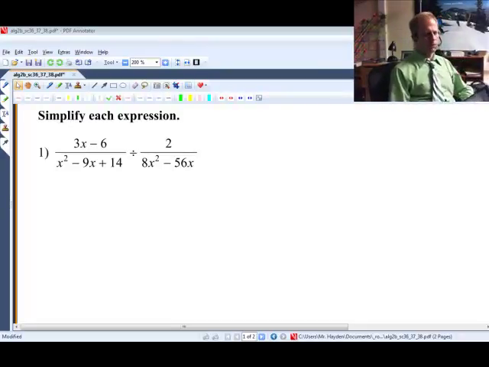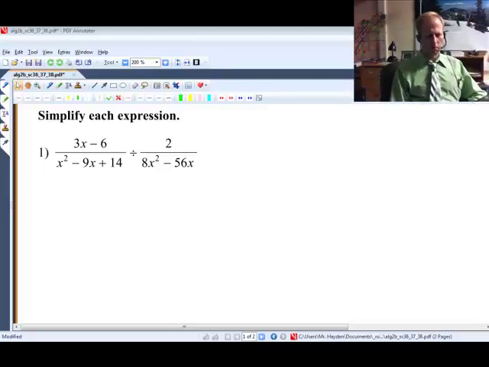Tonight I'm going to solve two problems involving rational expressions that might be typical of what you might see on tomorrow's quiz.